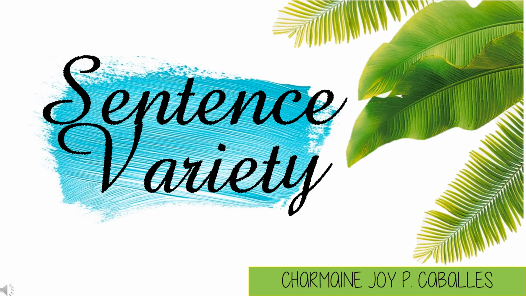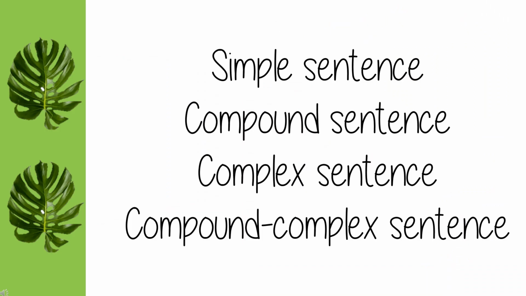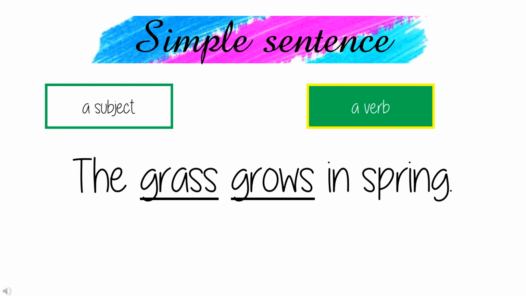This lesson is about sentence variety. Sentence variety means using different kinds of sentences. The first way we can do this is by the type of sentence. English has four types of sentence: simple, compound, complex, and compound complex.